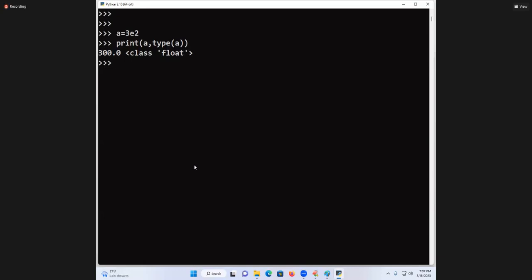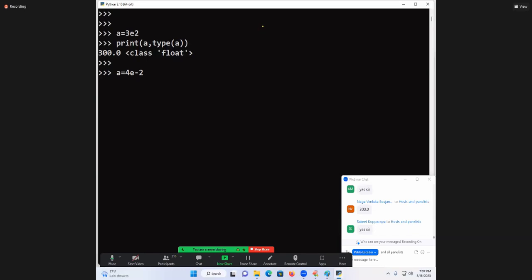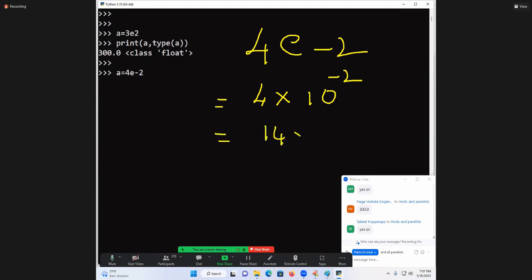One more thing. A is equal to 4E minus 2, I am writing. 4E minus 2, no tension at all. That is 4 into 10 to the power of minus 2, which is equal to 4 into 1 by 10 square. Correct or not? It is 4 only, not 14. 4 into 1 by 10 square, that is 4 by 100. What is the answer now? 0.04.